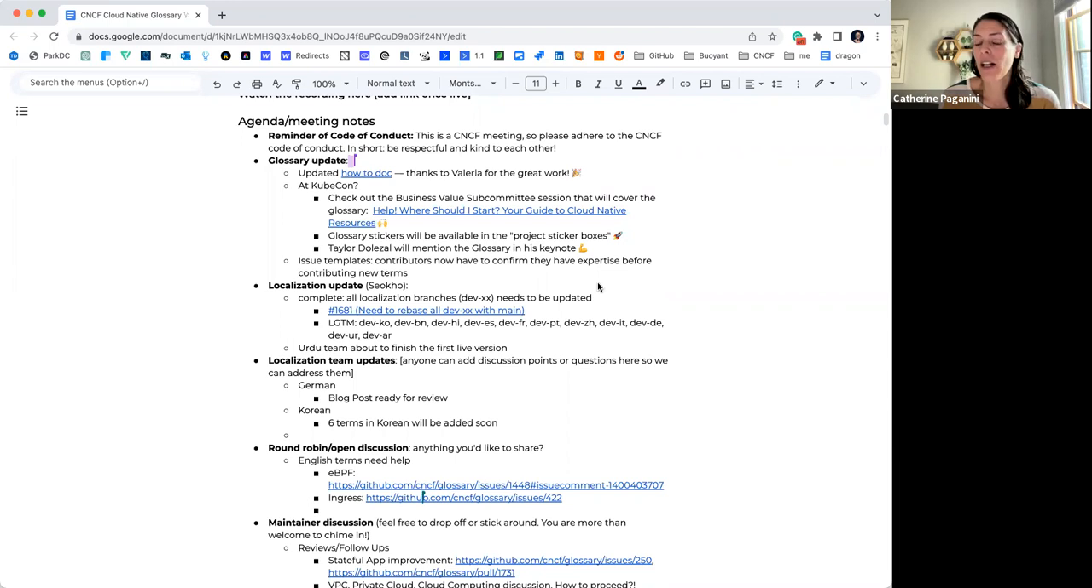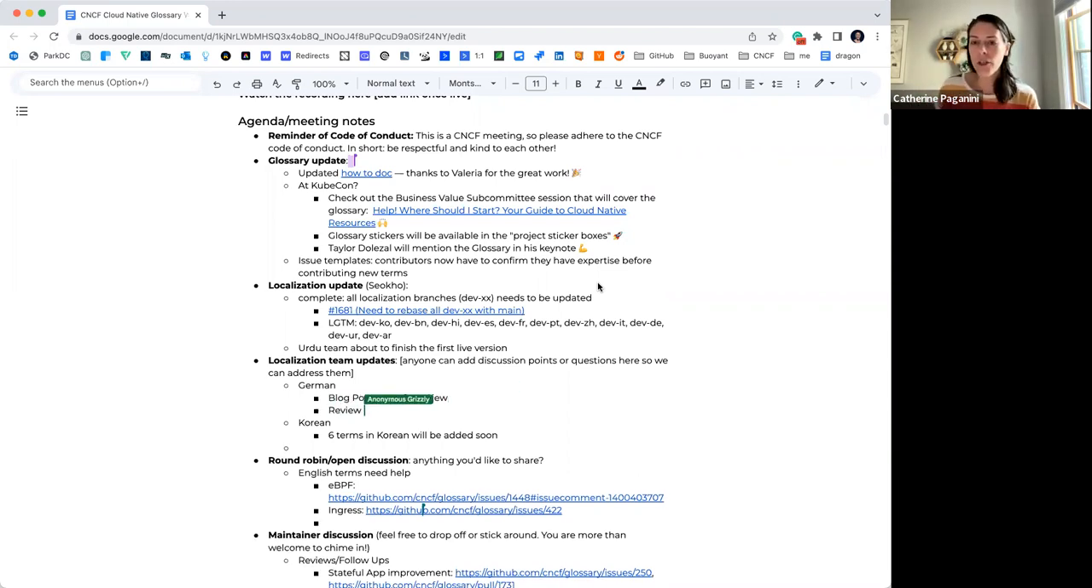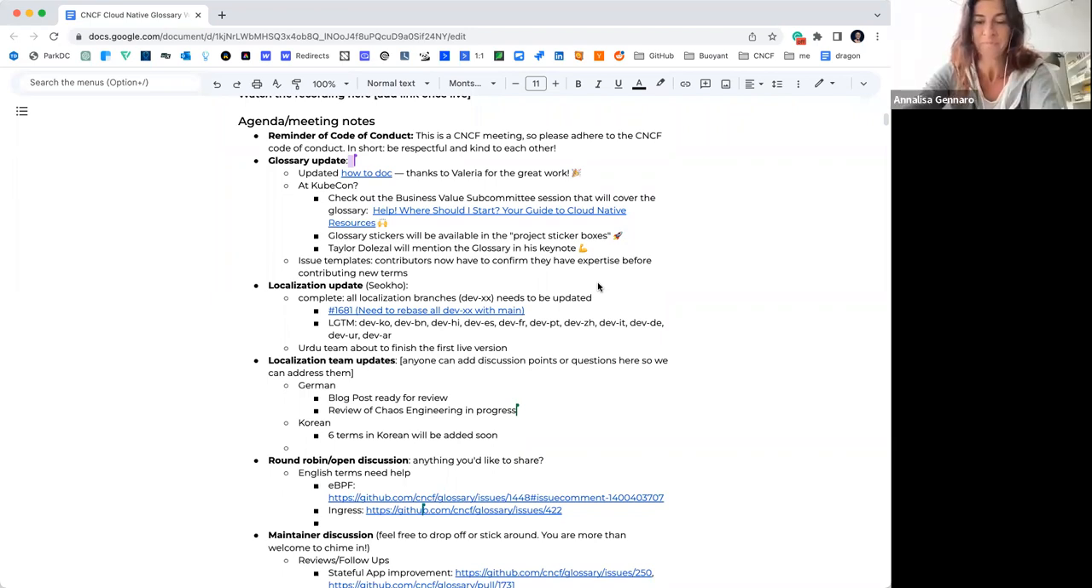Then Taylor will be mentioning the glossary. He is now on the CNCF side, aligned with the business values subcommittee, because it makes a lot of sense, as he's the head of ecosystem at the CNCF. He talks to end users, and end users need all these resources. So he sees the value, and that's really good, because he's someone who gives keynotes. It's good to have someone on that big stage who can tell people about it, because the big stage is where most people will hear about it. So that's exciting to have him on board.